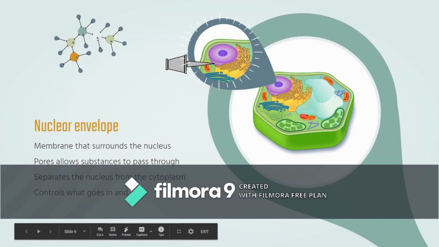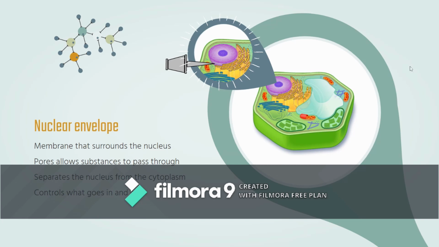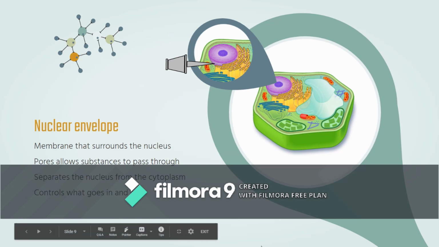Nuclear envelope. It is a membrane that surrounds the nucleus, as shown in the visual. There are pores that allow substances to pass through, it separates the nucleus from the cytoplasm, and it controls what goes in and out of the nucleus.